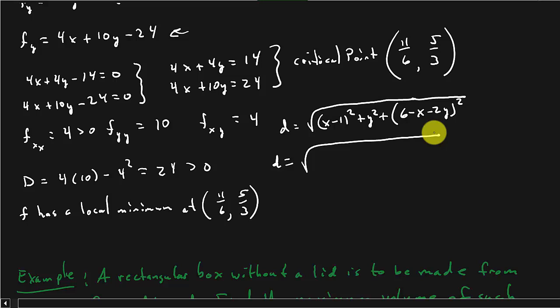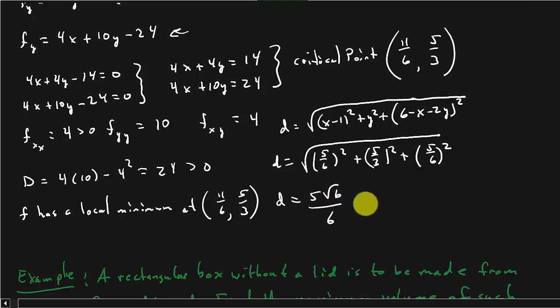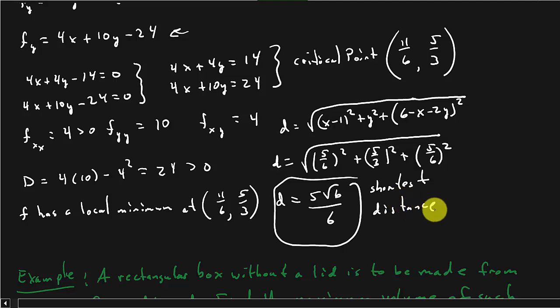So when you do that, you would get 5/6 squared. If I plug 11/6 into there, that would be 11/6 minus 6/6, which is 5/6 squared, plus 5/3 squared, plus, and then when you plug the x and y into there, you end up with 5/6 squared. And so d is equal to 5 square root of 6 over 6, and this is your shortest distance. All right. So, I mean, it's not bad.